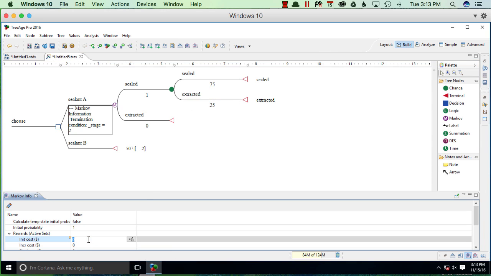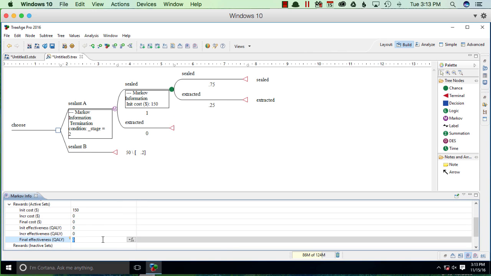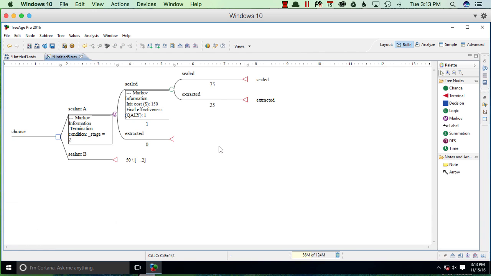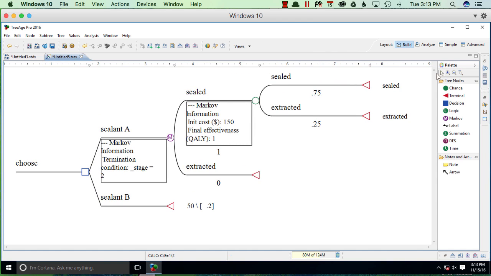So let's just say that sealant A has an initial upfront cost of $150. We'll put all of that cost right at the beginning of the model, and the final effectiveness, we'll just give it 1 quality. So we'll give the tooth 1 quality adjusted life year at the end. So if it stays sealed at the end, it gets quality. If it's extracted, no quality.